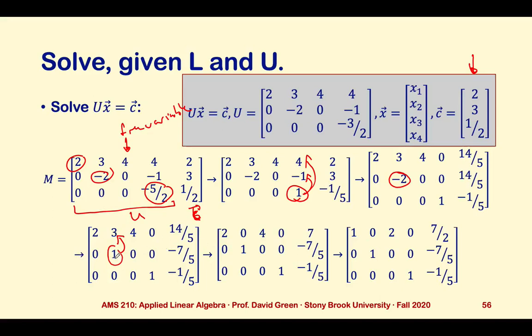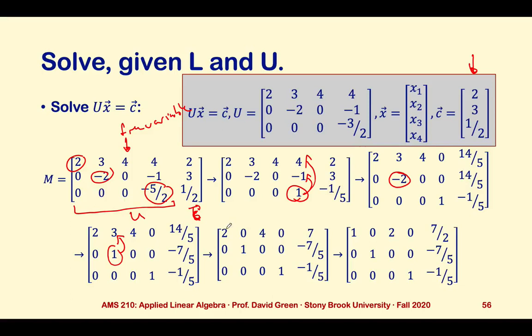3 minus 1 is, of course, 0. 4 minus 0 is 4. These are zeros, so we ignore them. 14/5 minus 3 times negative 7/5 is 14/5 plus 21/5. 35/5, which is 7.